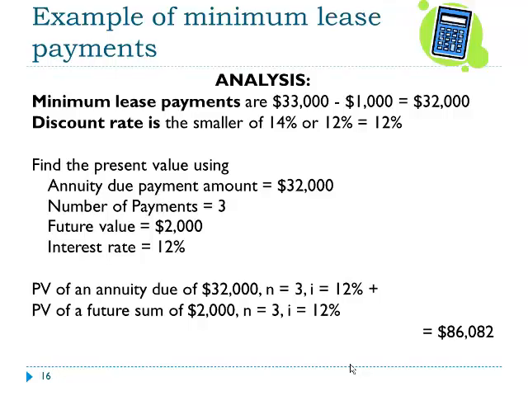You could do this using the formulas. You could look up 2 time value of money factors in a table. You can do it on a financial calculator using all of the buttons in the time value of money row, or you could use the PV, present value function, on a spreadsheet, and the value I get is $86,082.